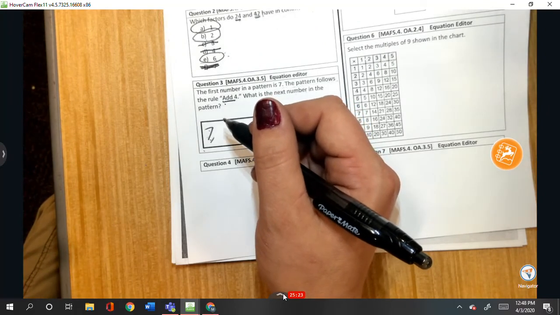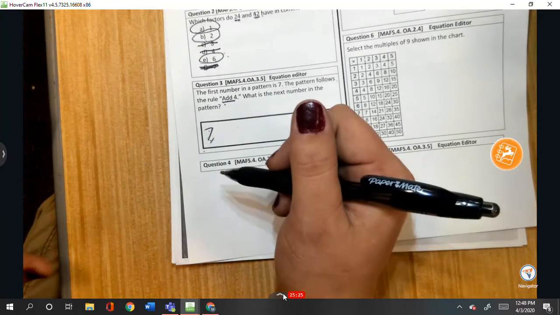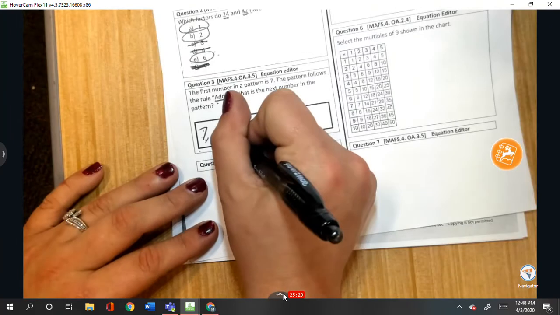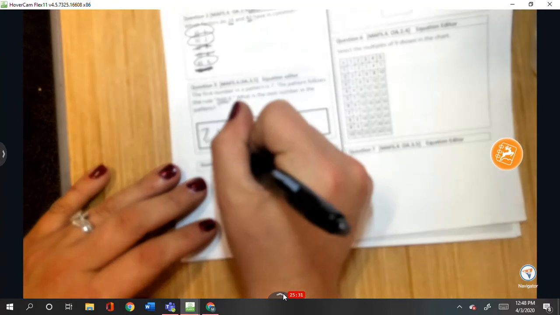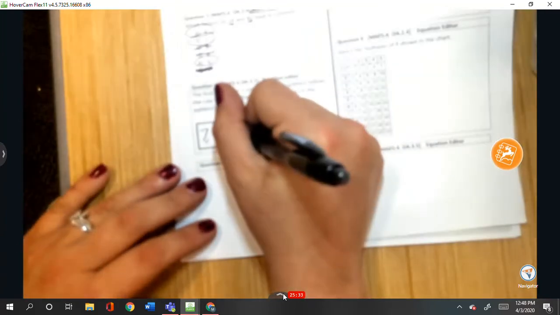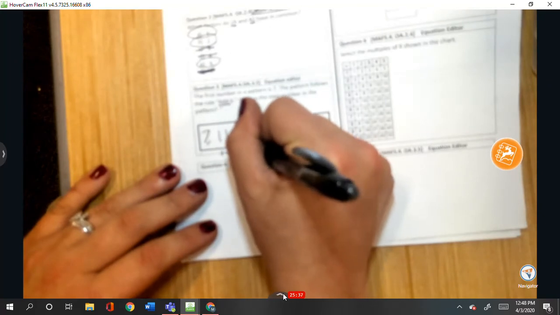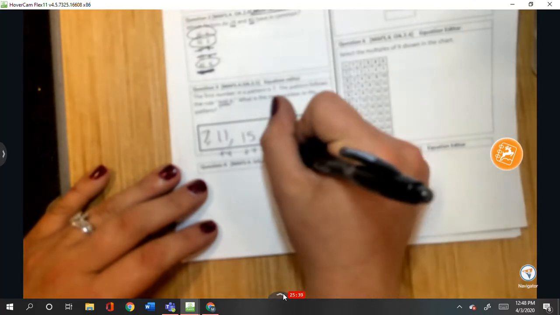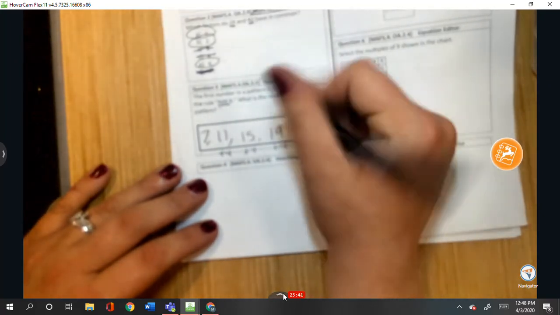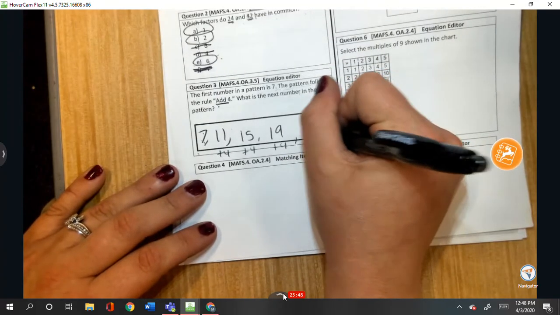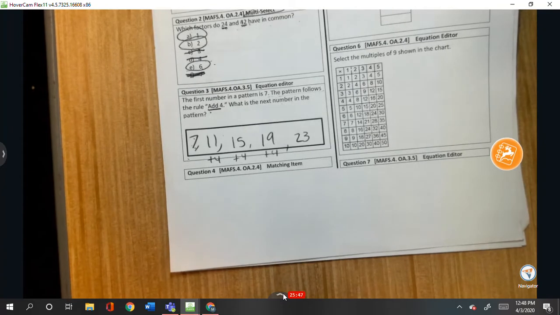Oops, sorry, I thought I saw somebody walk by my door. 7, 8, 9, 10, 11. If we wanted to see the next number, we would add 4 to 11, which would be what? 15. If we wanted to keep going, 19. And we would just add 4 each time. Follow?